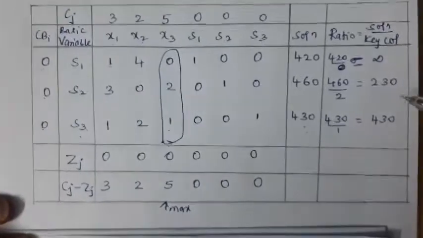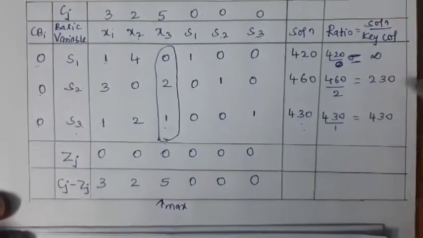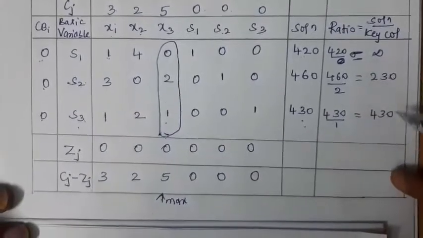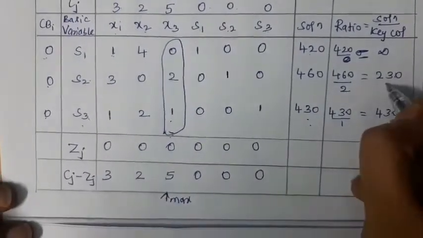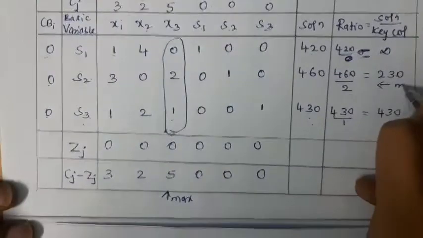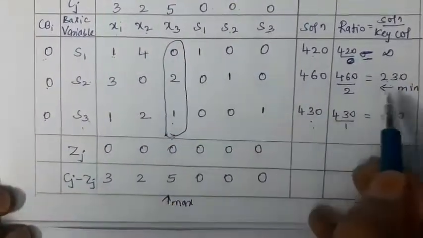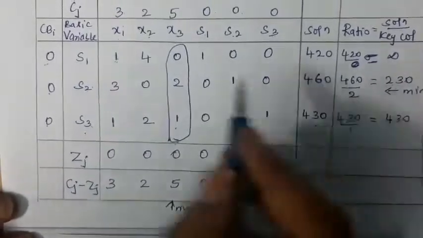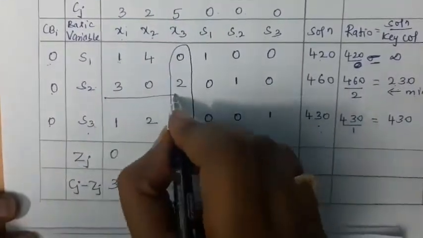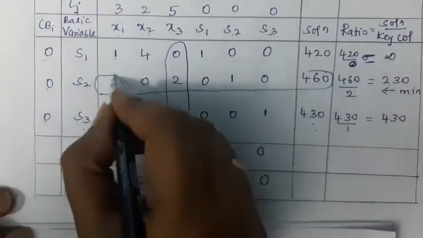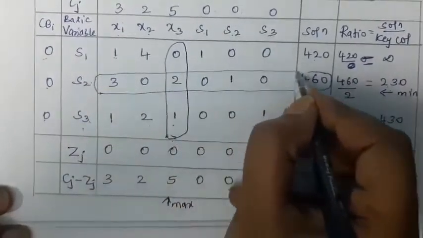We have to select the minimum value in the ratio. Now infinite cannot be considered. Out of these two values, we need to select the minimum value. So here the minimum value is 230. So select this value. So this row now. This is the minimum value we have got in the second row. So select the second row. So this row we call a key row.